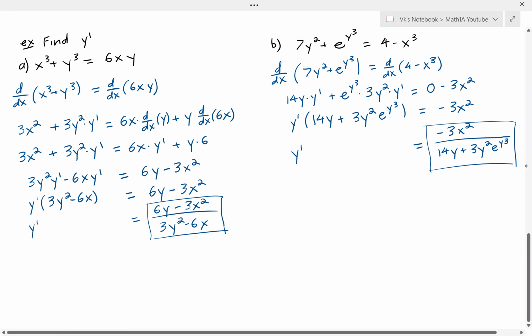Not too bad, right? Implicit differentiation is very useful to figure out the derivative of the natural log function and the derivative of inverse trigonometric functions.